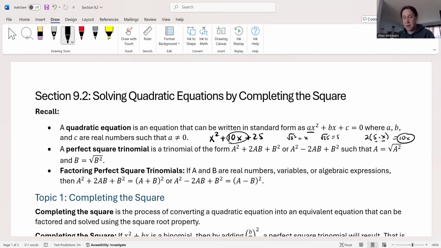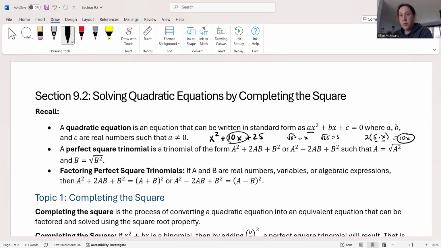Those conditions absolutely have to be met. Okay, period. So the first and last terms have to be perfect squares, okay? And then the middle term has to be double the product of the square roots, and you either add or subtract that middle term, okay? If these conditions are not met, it is not a perfect square trinomial. And what is so beautiful about a perfect square trinomial is how it factors, okay?